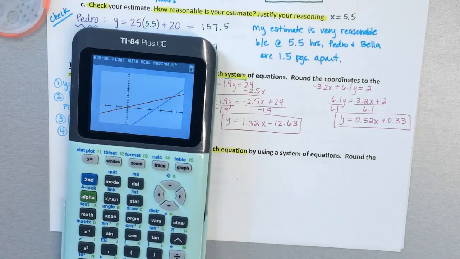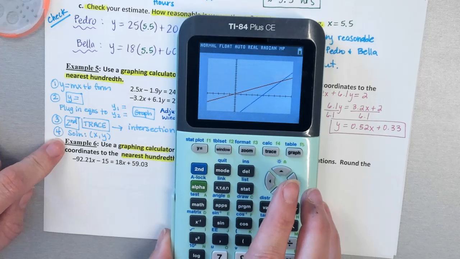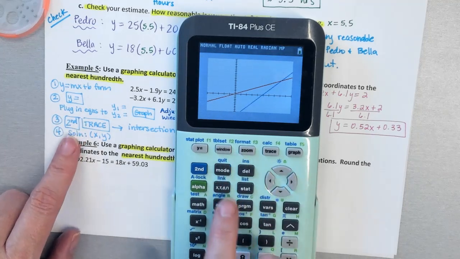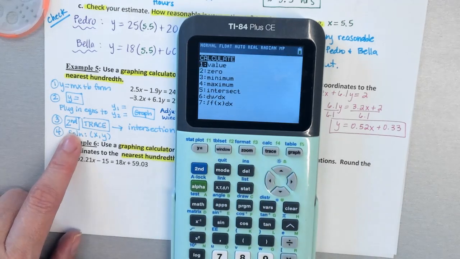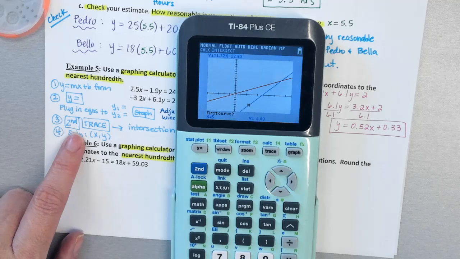Okay, so now we're going to use the intersect feature. So I'm going to follow what I wrote here. Okay, I'll come and help you in a second. And then we're going to go to second trace, and then I want you to arrow down to the intersect feature.